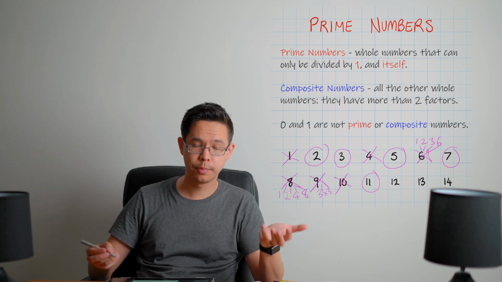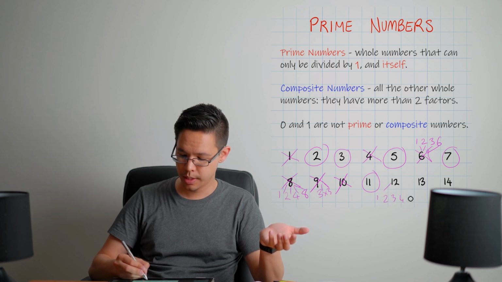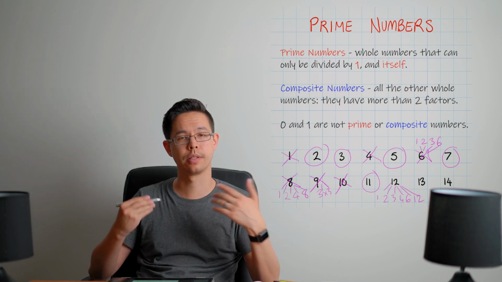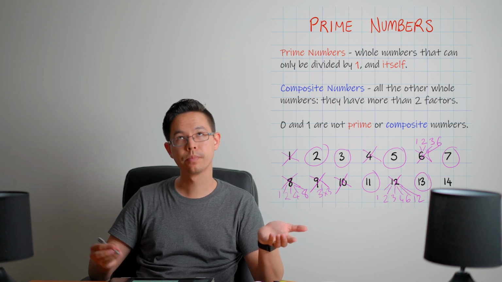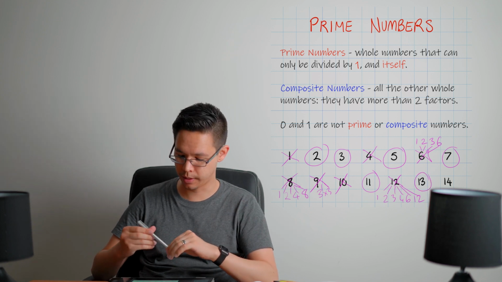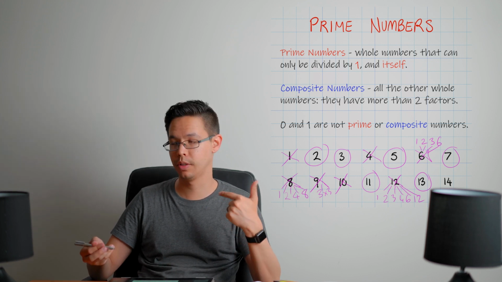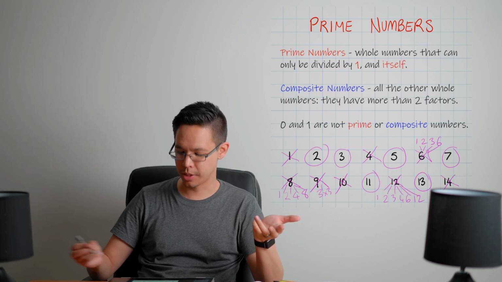Nothing really can multiply together to give you 11. 12, that one's got lots of factors. It's got 1, 2, 3, 4, 6, and itself. So that's quite a lot of factors. So clearly 12 is not a prime. 13, pretty sure 13, you can't divide it by anything. 14, obviously you've got itself, you've got 7, and you've got 1 and 2. So 14 is not prime.